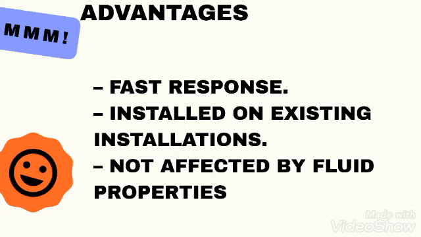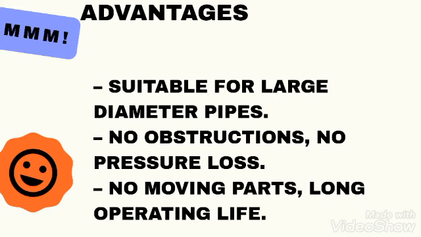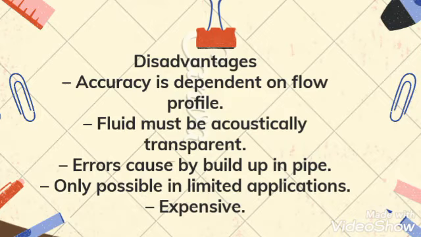Now we will see the advantages. Fast response, installed on existing installation, not affected by fluid properties. These are the advantages of the ultrasonic flow meters. Suitable for large diameter pipe, no obstructions, no pressure loss, no moving parts, so the life is long and they are maintenance free. Disadvantages are that accuracy is dependent on flow profile. Fluid must be acoustically transparent. Error caused by build up in pipe, only possible in limited applications, and they are expensive.